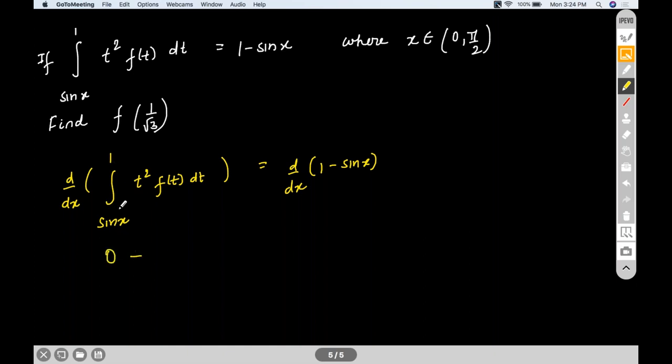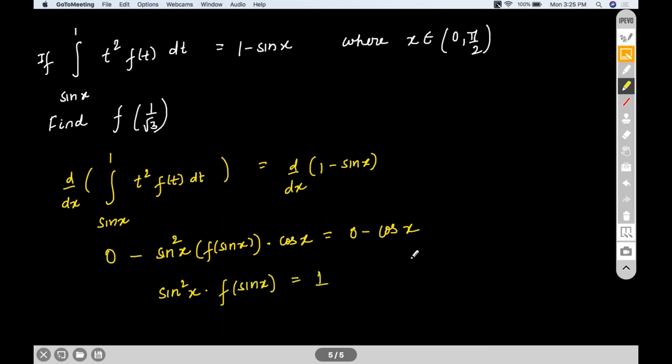Just write a zero minus, put the lower limit in place of t, so it becomes sine square x into f of sine x, into derivative of sine x, which we all know is cos x. On the right hand side, we get a zero minus cos x. Is that fine? Okay, simple enough. Now, since your x lies between 0 to pi by 2, cos x is not going to become 0, so you can cancel off the minus cos x factor from everywhere. So it leaves you with sine square x into f of sine x equal to 1. So that means f of sine x becomes 1 by sine square x, correct?